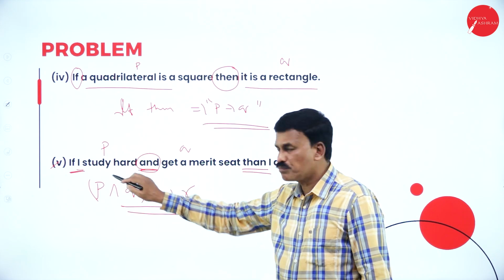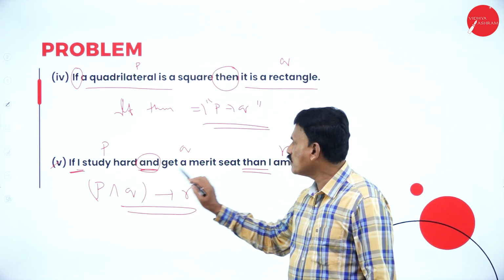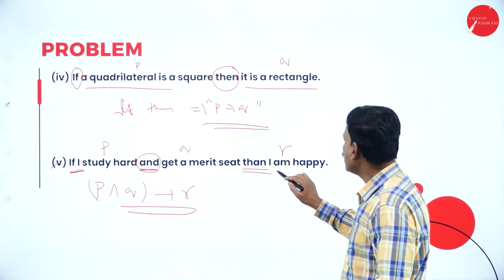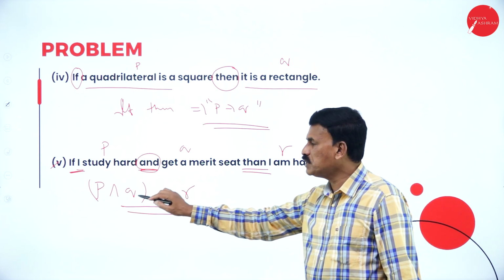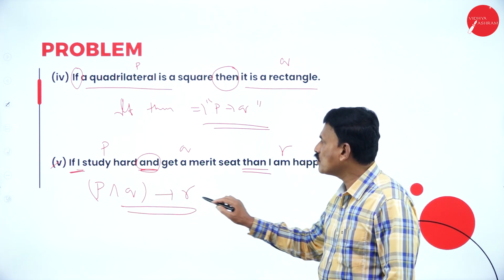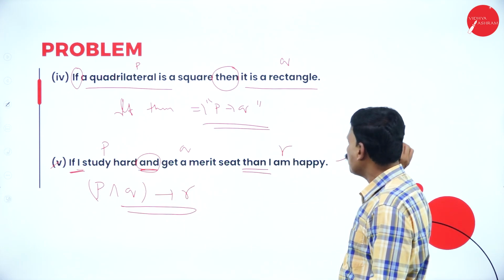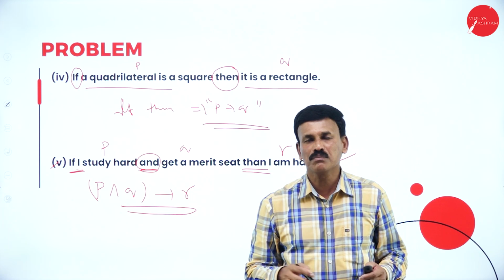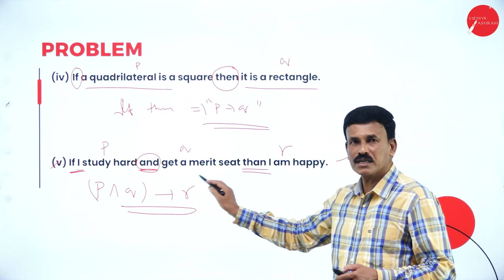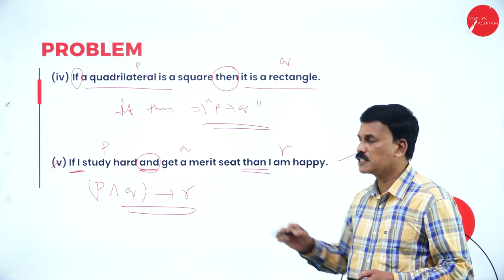So what is P here? P is nothing but I study hard. What is Q? I will get a merit seat. And I am happy is R. So P conjunction Q conditional to R means if I study hard and get a merit seat, then I am happy. That's it. Okay. Very simple. This is the symbolic way of representing the given compound statement.